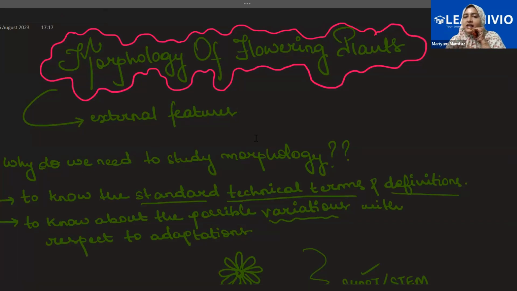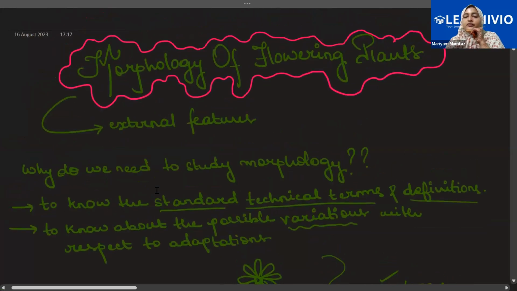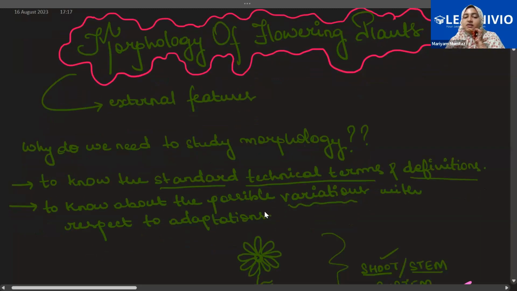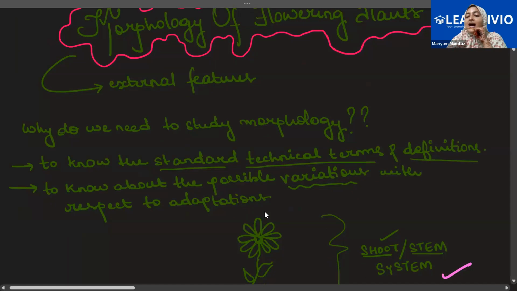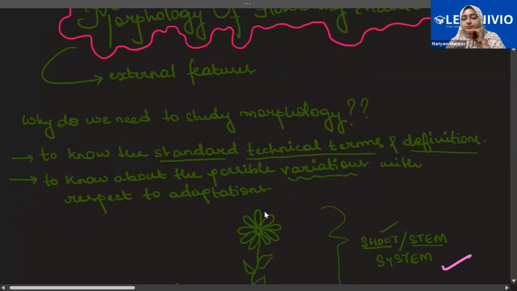Now, why only the flowering plants? Because angiosperms are the most studied and the most developed plants, right? We have studied this in plant kingdom. Now, why do we study morphology? Obviously, to find out what family a particular plant belongs to, what are the characteristics of the plants, right? Also, to know the technical terms, the definitions, and the possible variations with respect to adaptations, like how a plant adapts itself to different scenarios and conditions. So that is what we're going to study in this particular chapter.